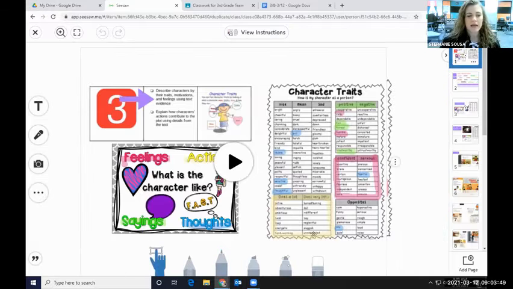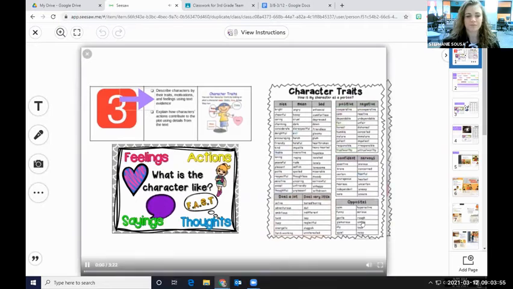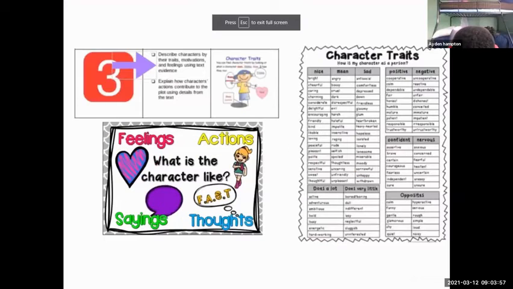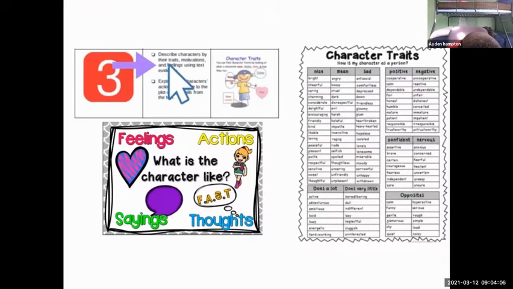Alrighty. Slide 1 is going to give us an overview of our goal for today. Here is our goal. Today we are going to continue working with character traits. We are going to work on describing characters by their traits, motivations, and feelings using text evidence. Yesterday you looked at a list of character traits. Today we are going to be focusing on what we call FAST character traits: feelings, actions, sayings, and thoughts.